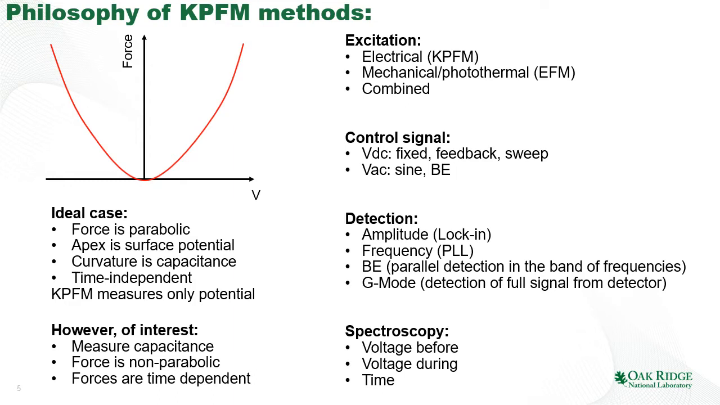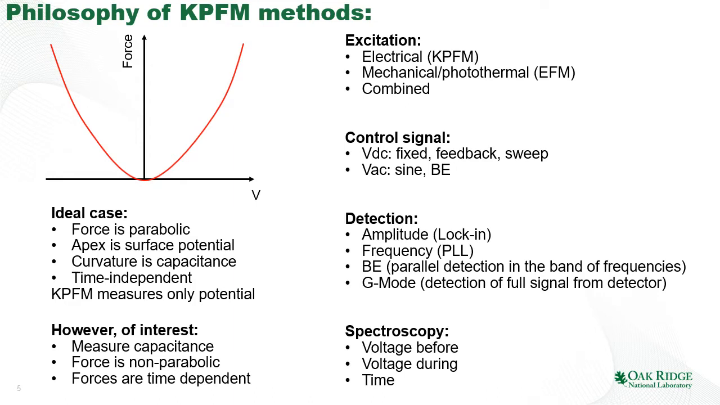The control signal can be either on the level of the DC bias, so we can either have it fixed, or we can have a feedback, like in classical KPFM, or we can sweep the VDC bias to basically enable the spectroscopy. The VAC signal can be either sinusoidal, as in classical KPFM, of either fixed frequency or changing frequency if you use the PLL detection, or it can be a band excitation signal.